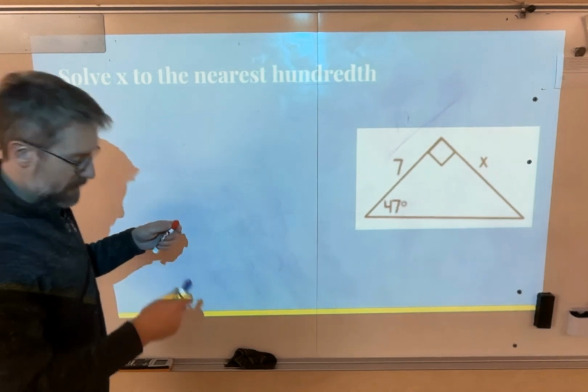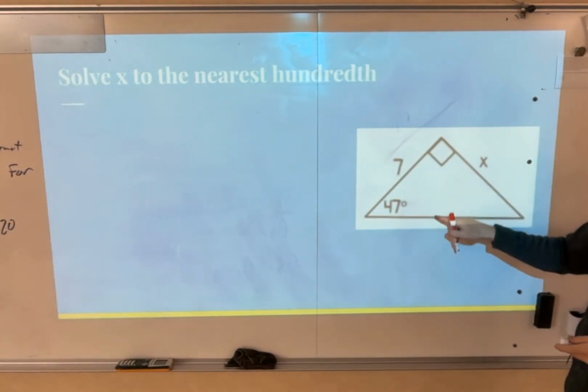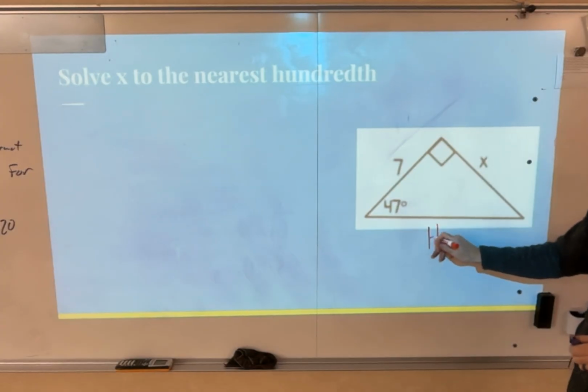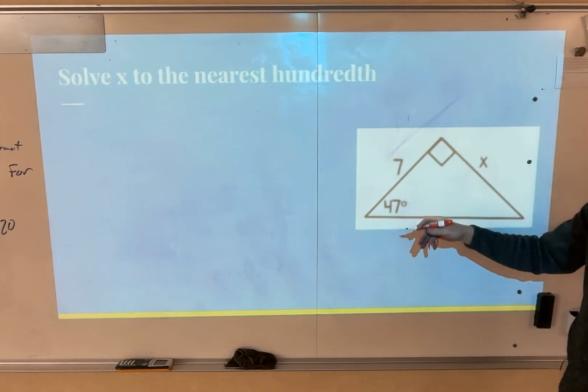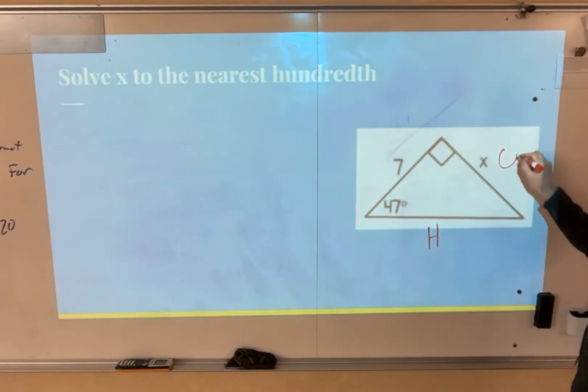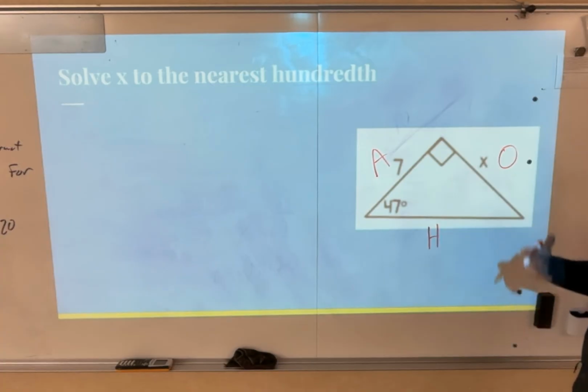All right, so looking at this, I want to start out labeling my sides. The hypotenuse now is on the bottom. My reference angle, 47, is in the lower left, so the upper right side must be my opposite. And then the 7, the remaining one, is my adjacent.